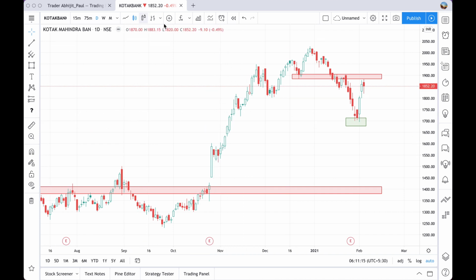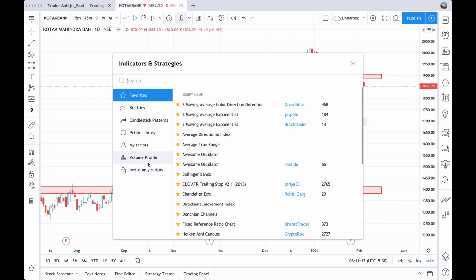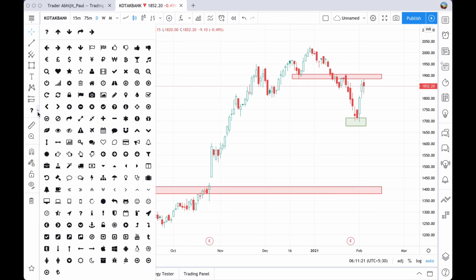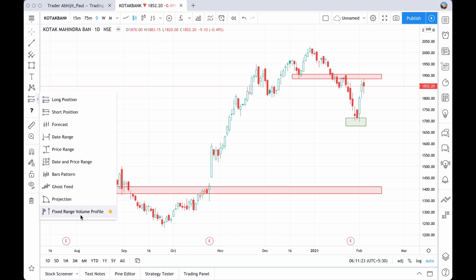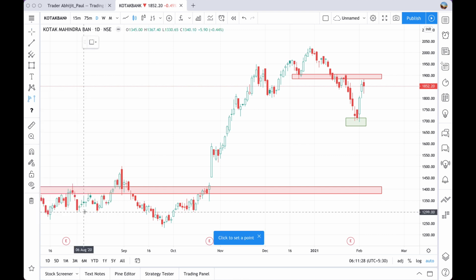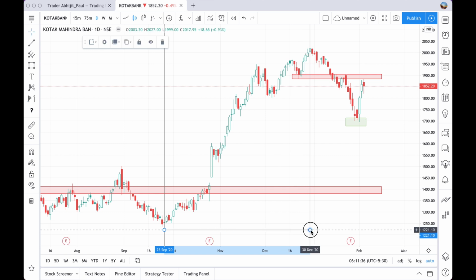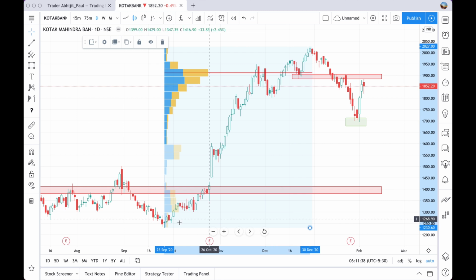So in TradingView, under indicators, there is a separate section of volume profile. And what I generally always use is a fixed range volume profile. The fixed range volume profile allows me to fix the range. So I come to this lowest point and I go all the way to the highest point. So this range is fixed for me. I fixed this range and I want to see the volume profile of this fixed range.